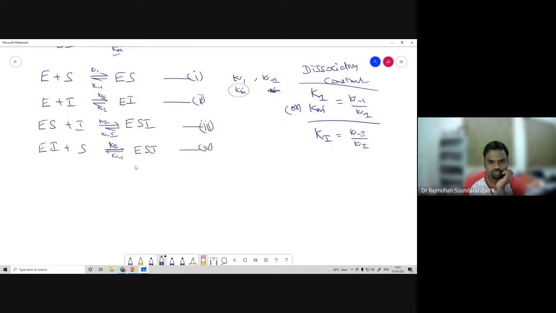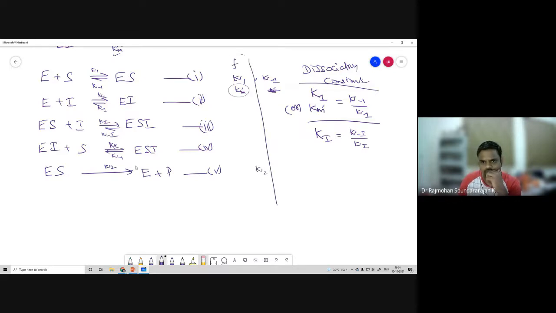Now, what is the final step? It is only ES, the intermediate, proceeding to form E plus P. This is step number 5 with a rate constant of K2. In this case it is the forward rate constant; there is no backward one. So these are the 5 steps.